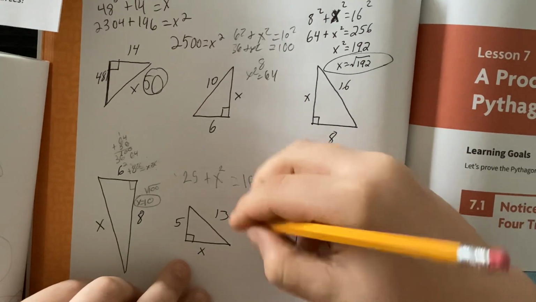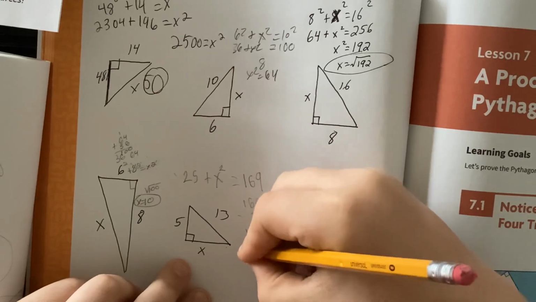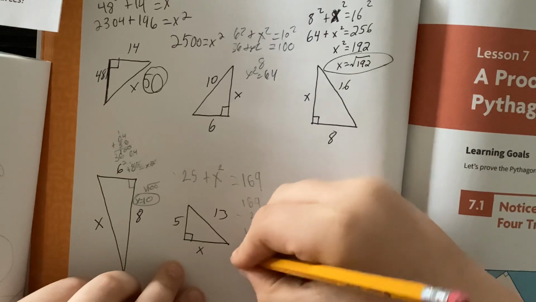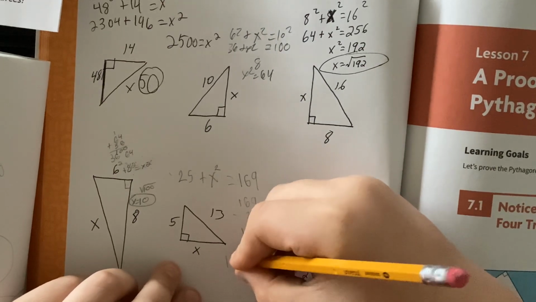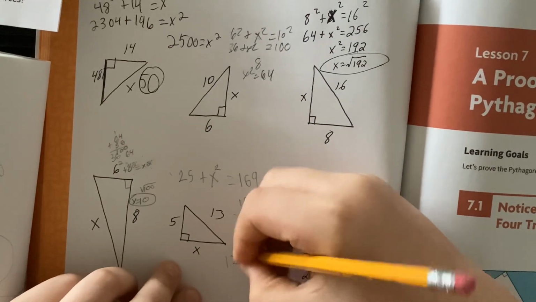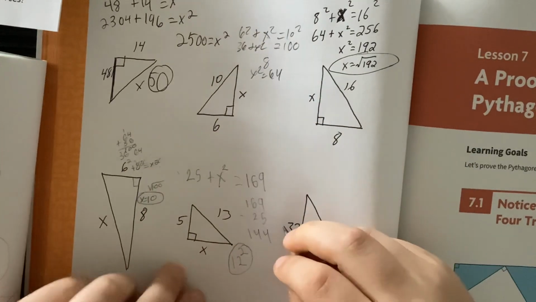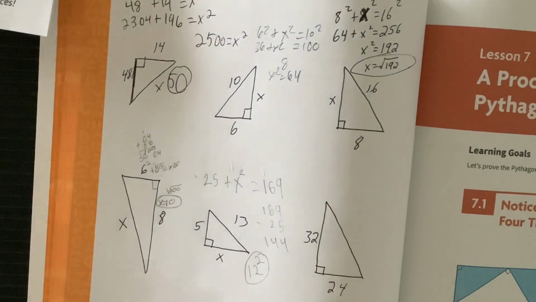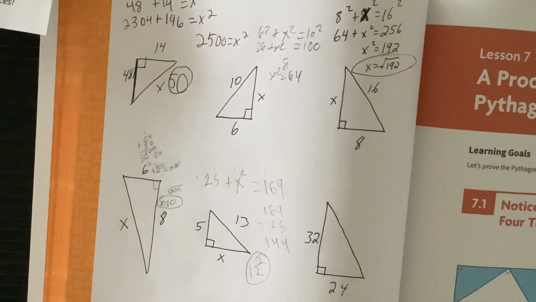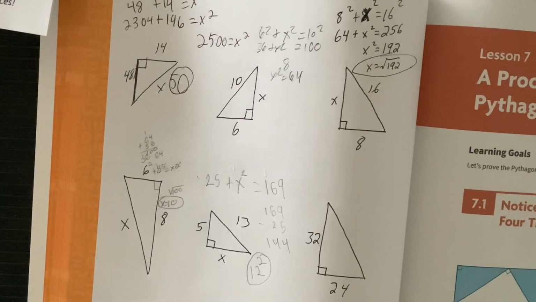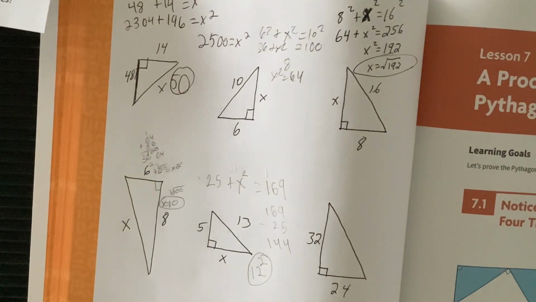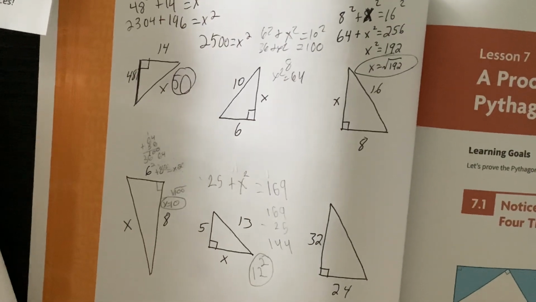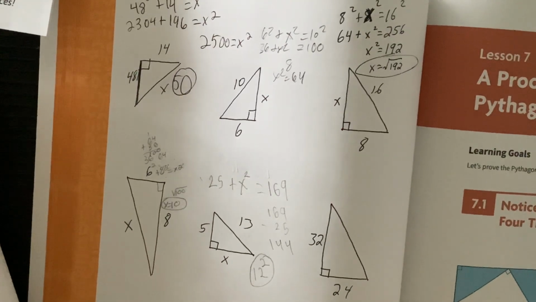So that would equal x squared, but we want to find x. So that would be the square root of 144, which is 12. 12 squared would be 144. Take the square root, that's how you get 12. And you'll notice 5, 12, 13 a lot, 6, 8, 10 a lot. There's only so many that work.